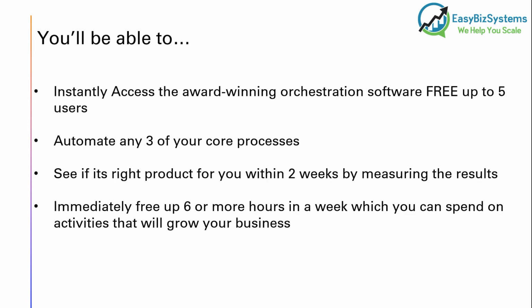So the next thing is what you can do with this. You get instant access. Instantly you can access the award-winning orchestration software, right? And you can also automate any 3 of your core processes. And finally, see if the product is right for you within 2 weeks by measuring the results. Immediately, you should be able to free up 6 or more hours in a week. That's the key. You can free up 6 or more hours in a week, which you can spend on activities that will grow your business. So that's the first thing that I want to include in the offer.